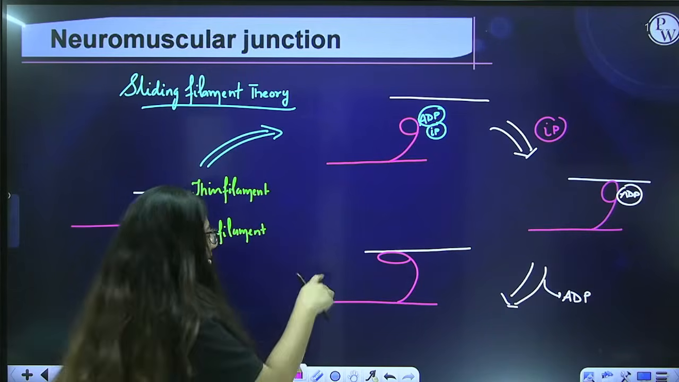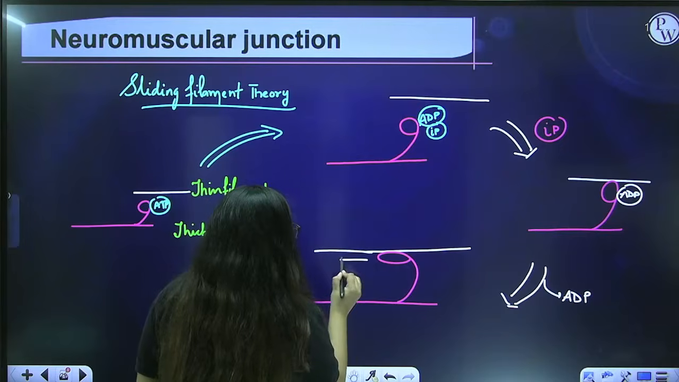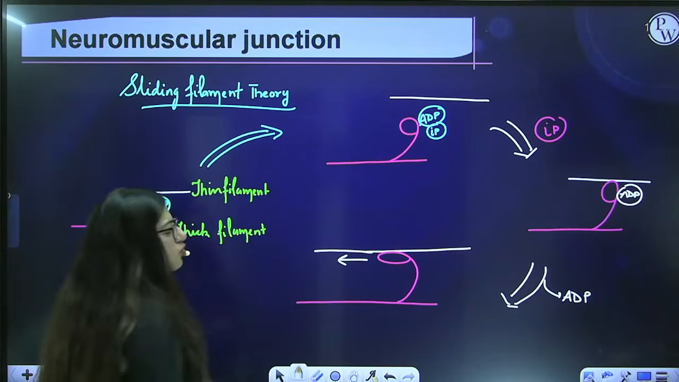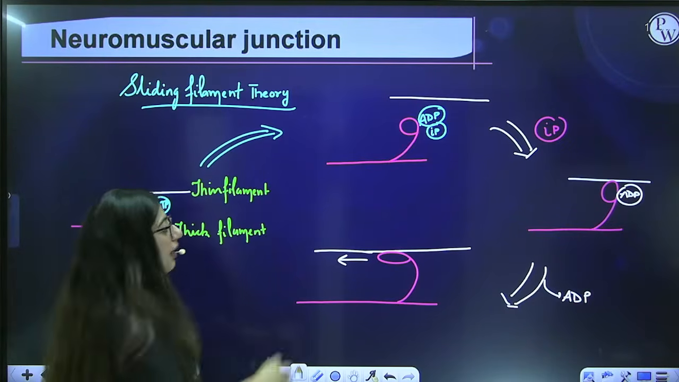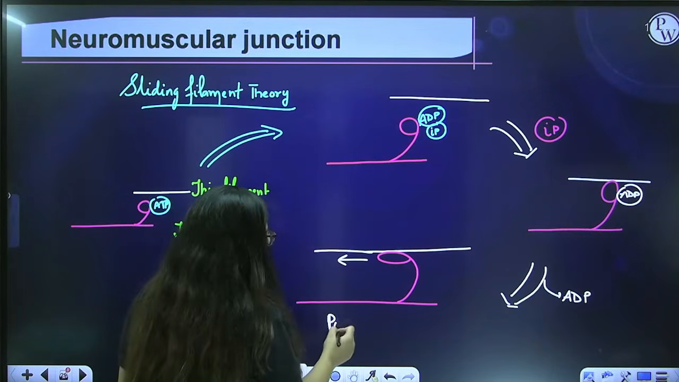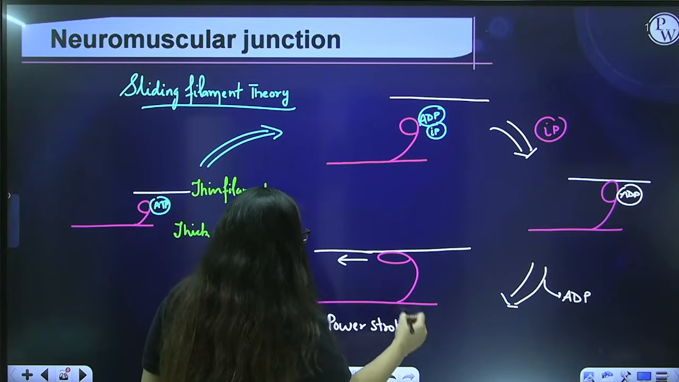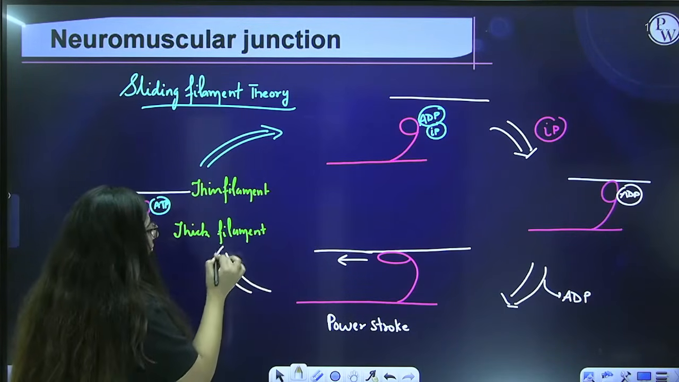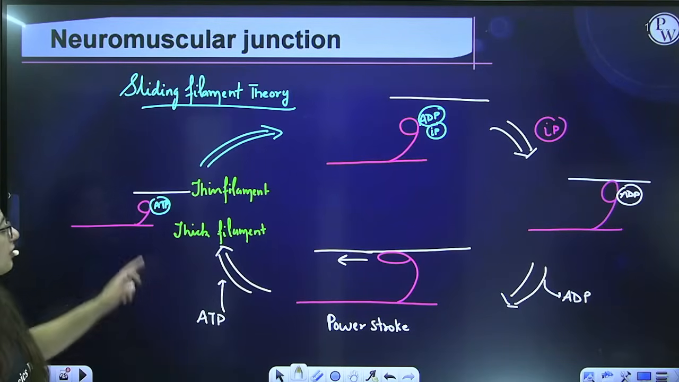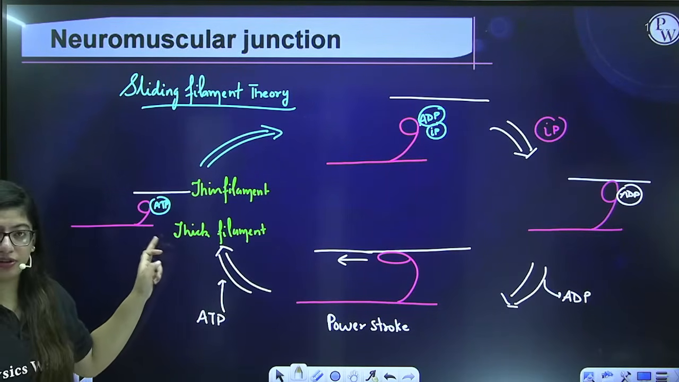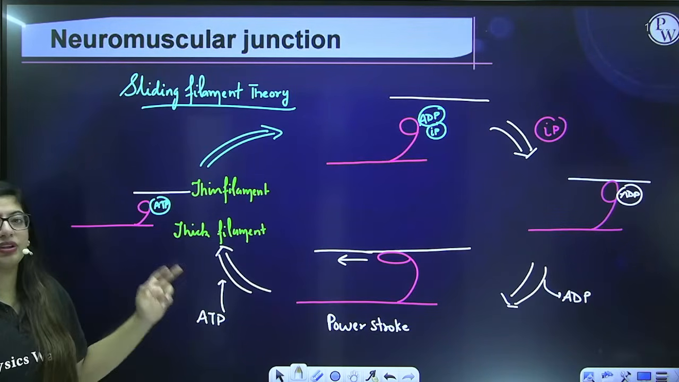Okay. So when the head has changed its direction, at this point, it will slide the thin filaments towards inside, and there will be a movement. So you call it the power stroke. Now when new ATP is added to the head again, the conformation will move back to its original position, and the thin and thick filaments will separate and be ready for the next cycle.